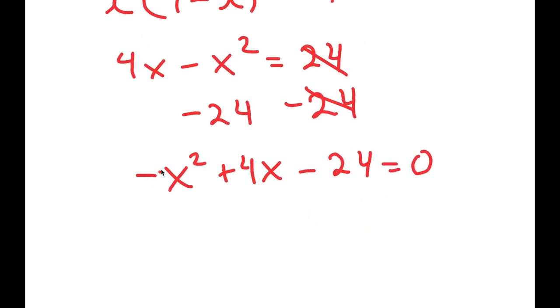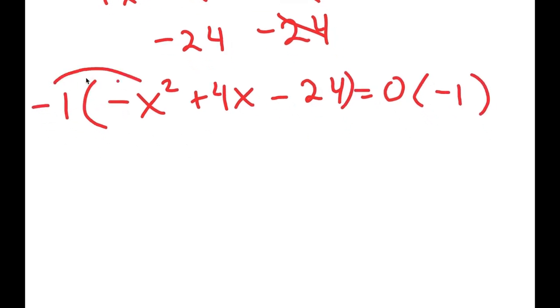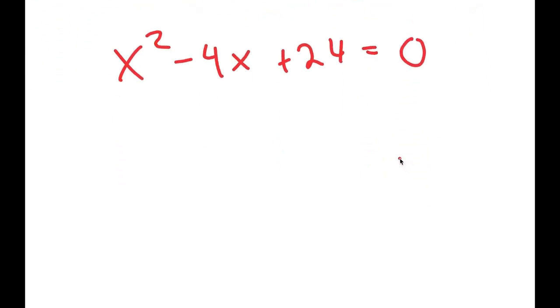Now I don't want my coefficient for my highest degree term to be negative. So what I'm going to do is multiply both sides by negative 1. Now if I distribute this, negative x squared is positive x squared, negative 1 times 4x is negative 4x, negative 1 times negative 24 is positive 24, and 0 times negative 1 is obviously just 0. So I get x squared minus 4x plus 24 is equal to 0.